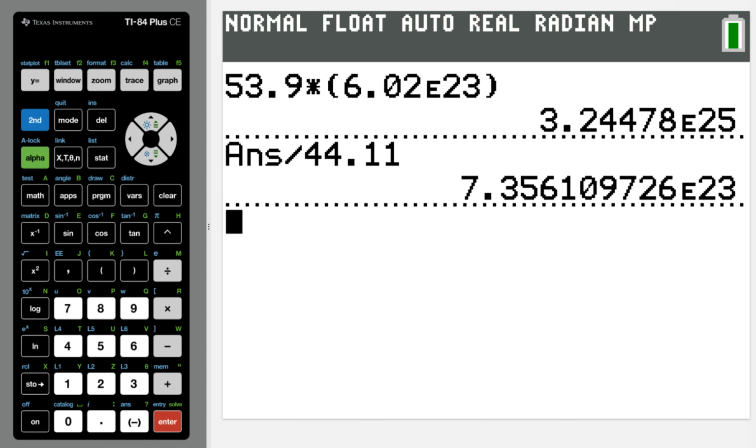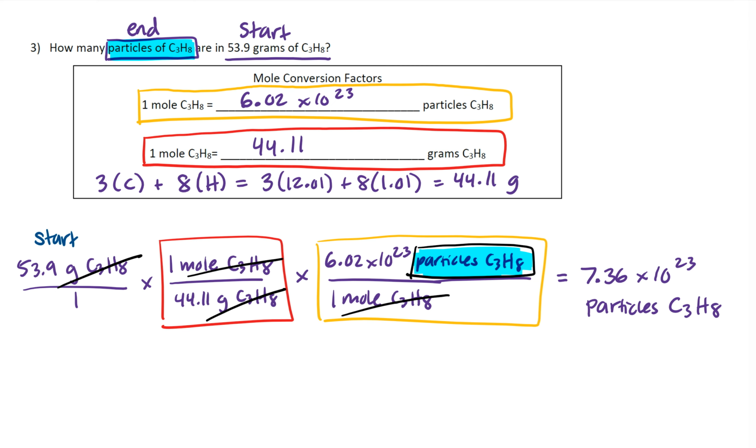So we get an answer of 7.36, rounding to 2 decimal places. And again, my calculator is telling me E23, so that is going to be times 10 to the 23rd power. So my final answer, 3.36 times 10 to the 23rd. Again, particles, C3H8 was my ending unit.